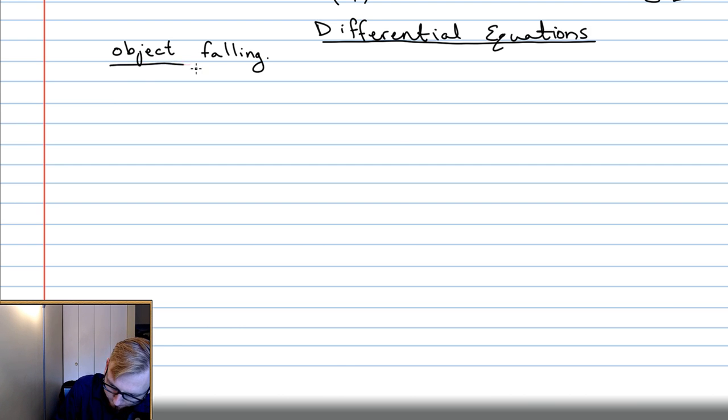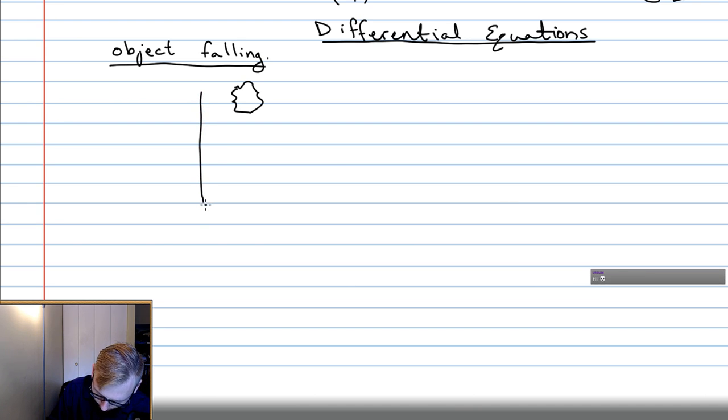An object falling. Let's see. What kind of diagram should we draw here? Like a little, let's give it some kind of mass. This object has a height from the ground of y of t. And it has a mass, right?